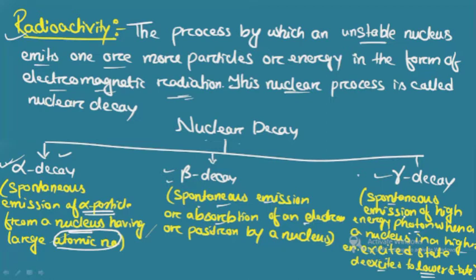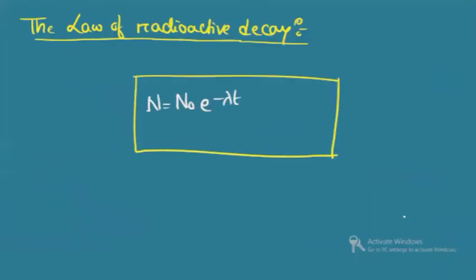So this alpha, beta, and gamma decay, in later videos we will study more elaborately. Here I have just given you the basic meaning of alpha, beta, and gamma decay. Now we will see some terms and some laws related to radioactivity.